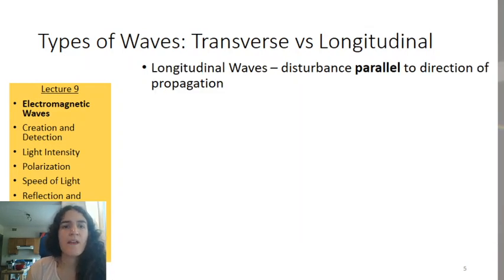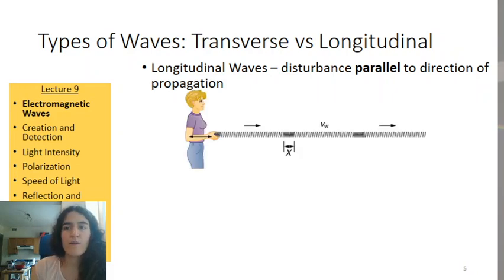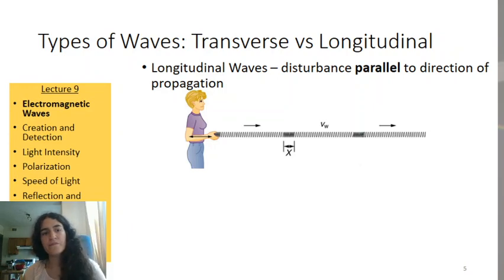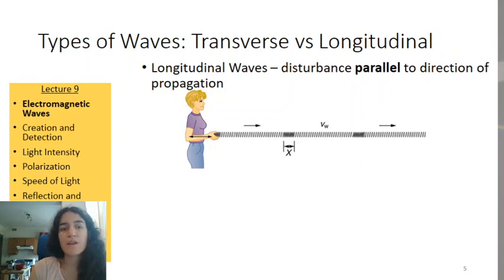A longitudinal wave, on the other hand, is a disturbance that is parallel to the direction of propagation, right? So in this example, instead of moving the slinky up and down, she's moving it in and out, and that's creating a periodic disturbance in the direction of motion, right? And so this creates parts of the slinky that are condensed and parts of the slinky that are stretched out, and this is what gets transferred along the length of the slinky, right? So you can definitely talk about a speed of that wave and how it moves left to right.